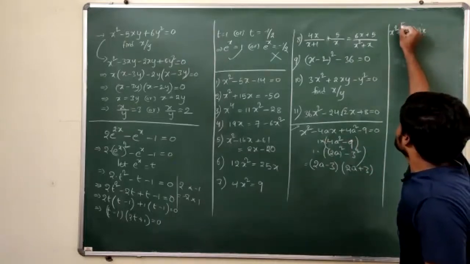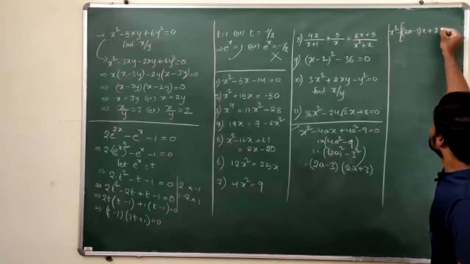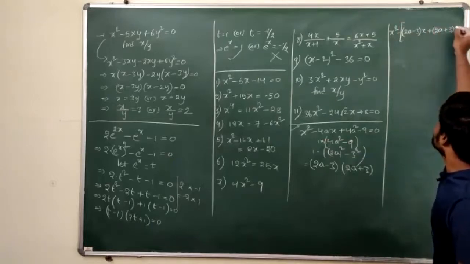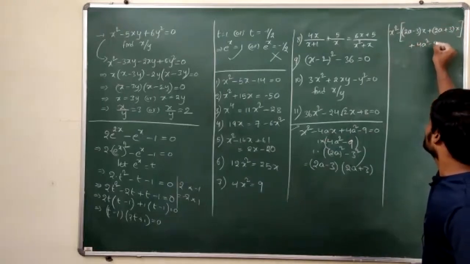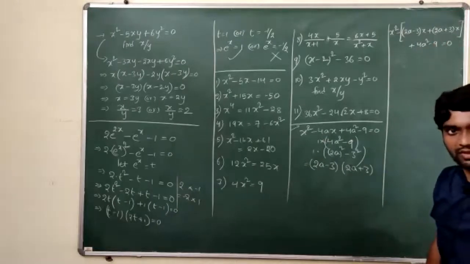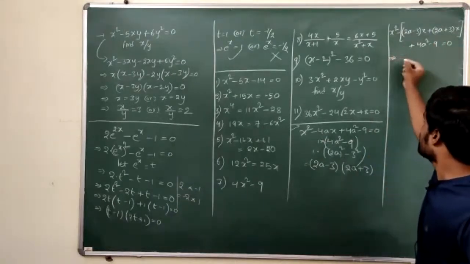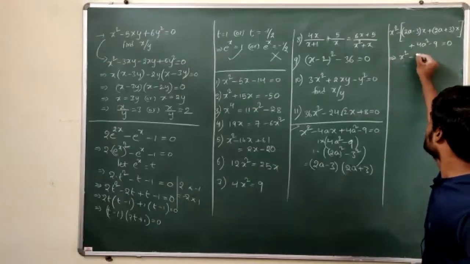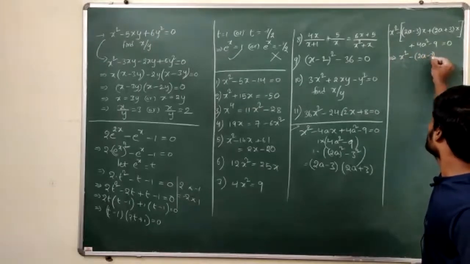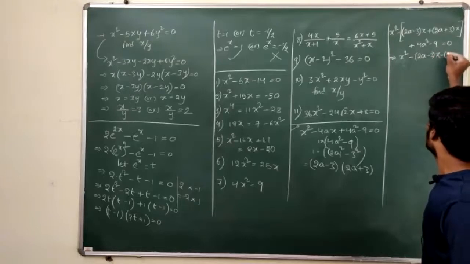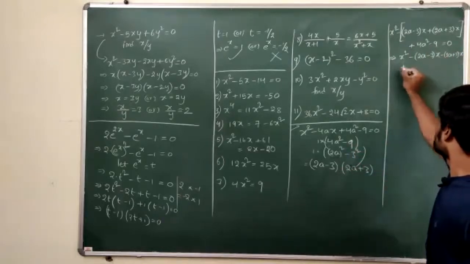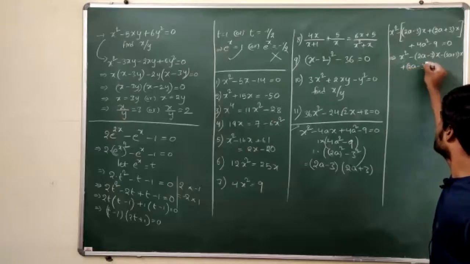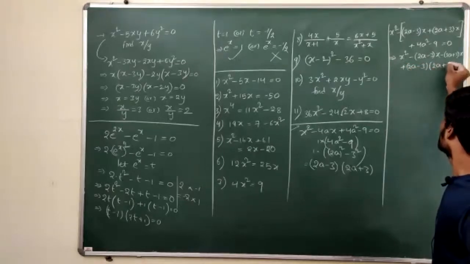2a minus 3 times x plus 2a plus 3 times x, plus 4a square minus 9 is equal to 0. Yes, all right. Now split it. x square minus of 2a minus 3 times x minus of 2a plus 3 times x. Now 4a square minus 9, I can write it as 2a minus 3 into 2a plus 3.